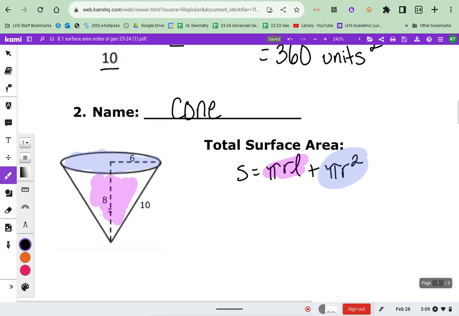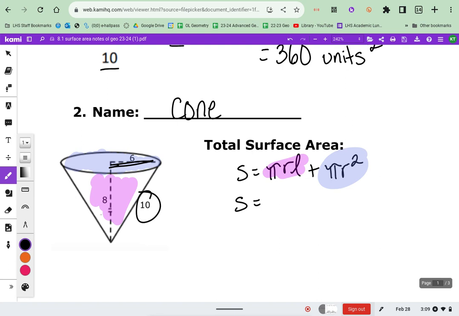Okay, so slant height again is going to be our 10. 6 is the radius. So that's pretty simple. So let's just go ahead and plug in. So surface area equals. It's not asking this, but circumference is times 2, so it would be 12. Yeah, so circumference would be 2 pi r. Circumference of a circle.